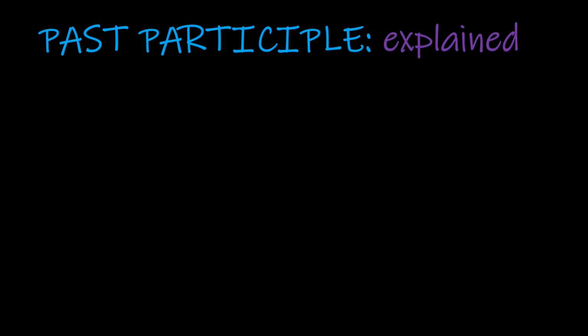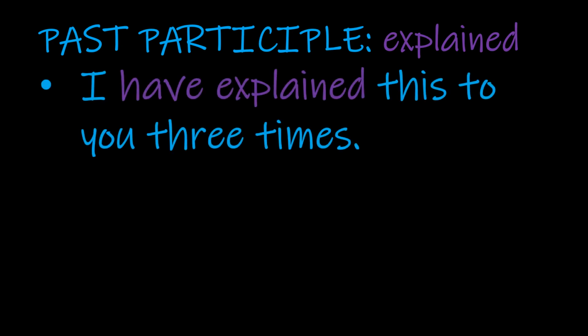Looking at some past participle examples then. I have explained this to you 3 times. Because we've got the verb have, we've created a different situation here and it's in the present now. I have explained this to you 3 times. The explaining happened in the past at some point, but we're using present perfect to focus on the here and now. I'm a bit annoyed now that I've already explained it 3 times.